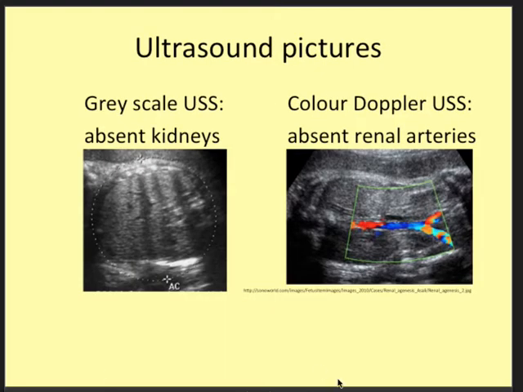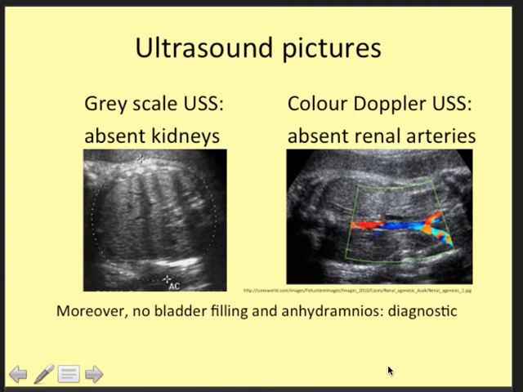In contrast is here a cross-section through the fetal abdomen, where we are unable to visualize any structures reminding us of kidneys. This is the ultrasound scan Doppler longitudinal section of the aorta and the iliac vessels, and there is nothing which reminds us of the renal arteries. So this raises the suspicion of bilateral congenital agenesis of the kidneys. Of course, we combine that with absence of bladder filling and anhydramnios, and those four are sufficient for the diagnosis.